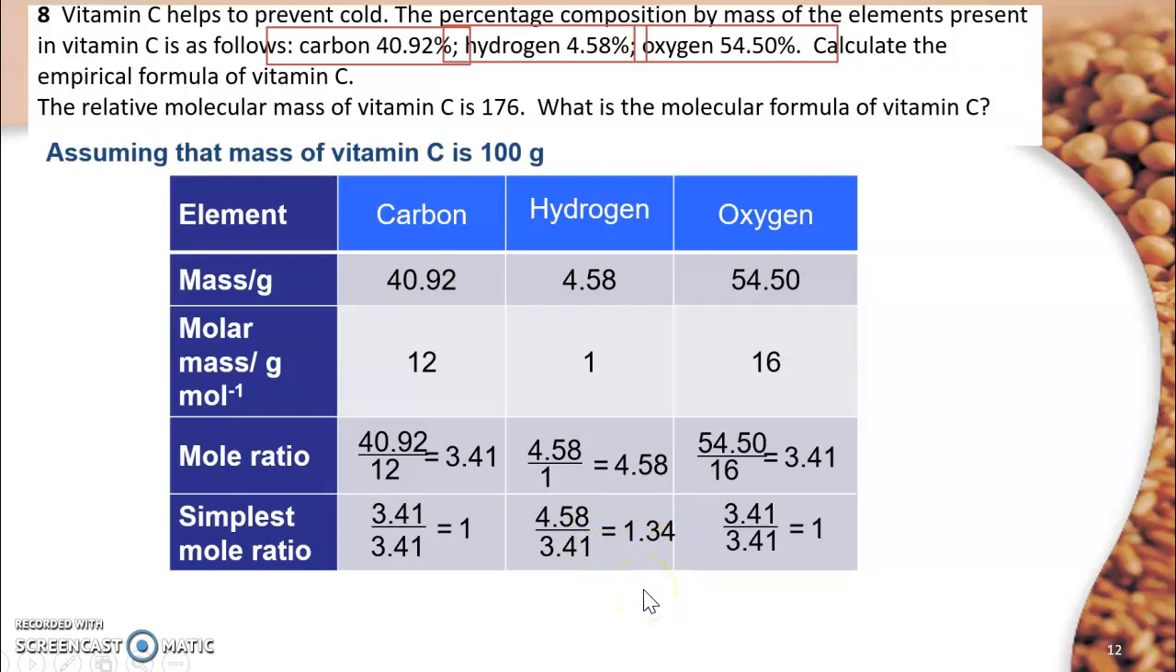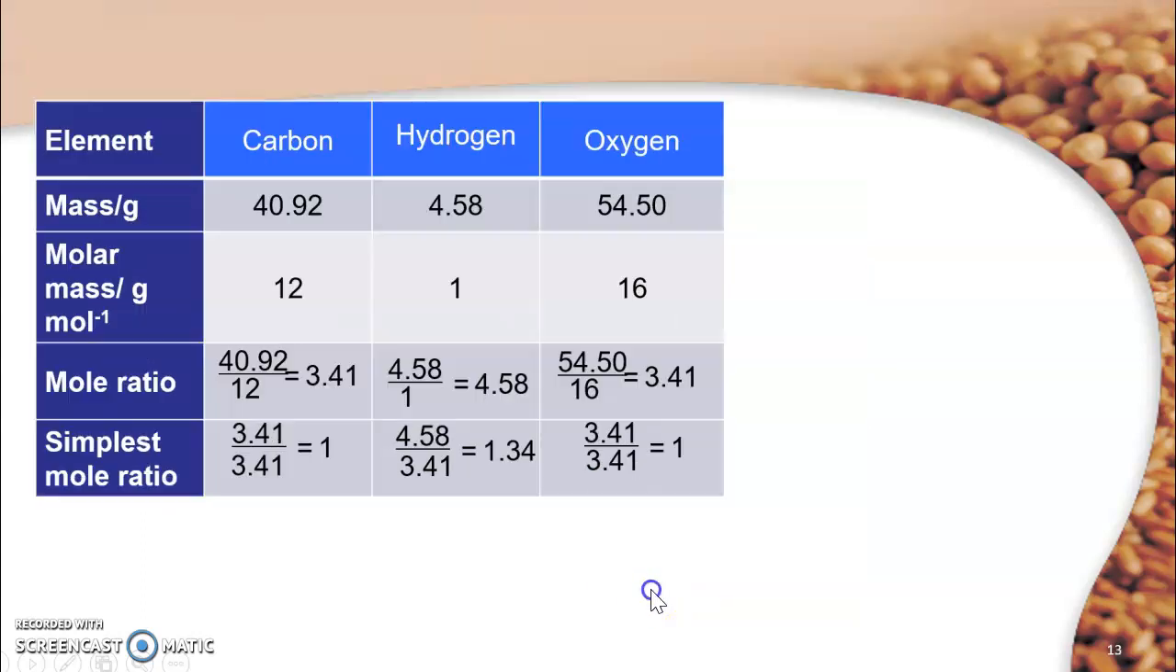So now you have to think about it: how do I make this number into a perfect whole number? These are some tips and strategies on how you can go about getting a whole number. One way is you can multiply by 2, by 2, by 2 over here.